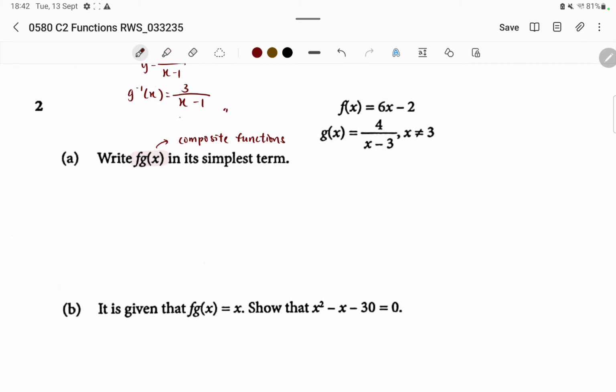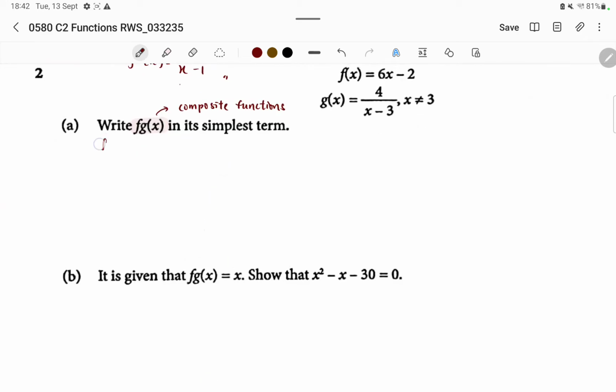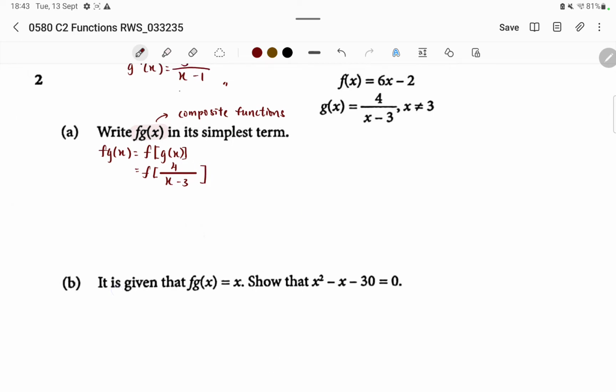So for composite functions, f(g(x)) equals f[g(x)]. So substitute in the g(x) first. f[4 over x minus 3]. And then f(x) is, we substitute everything into x here. So 6 bracket 4 over x minus 3, minus 2.